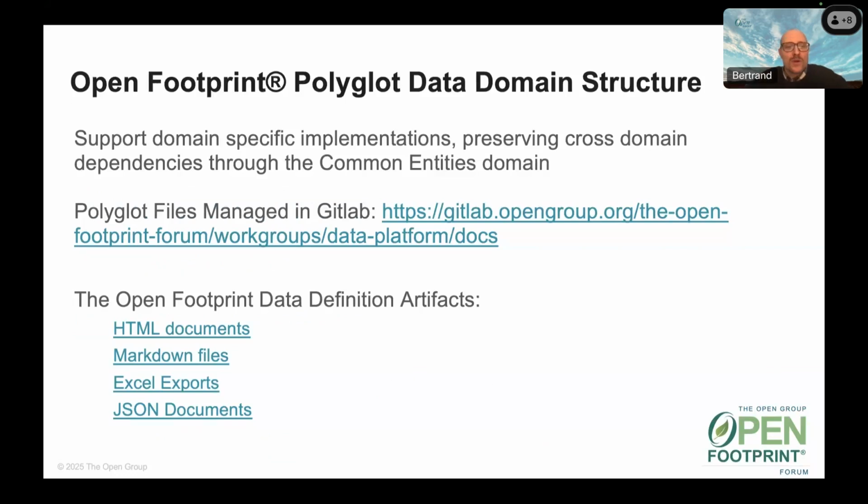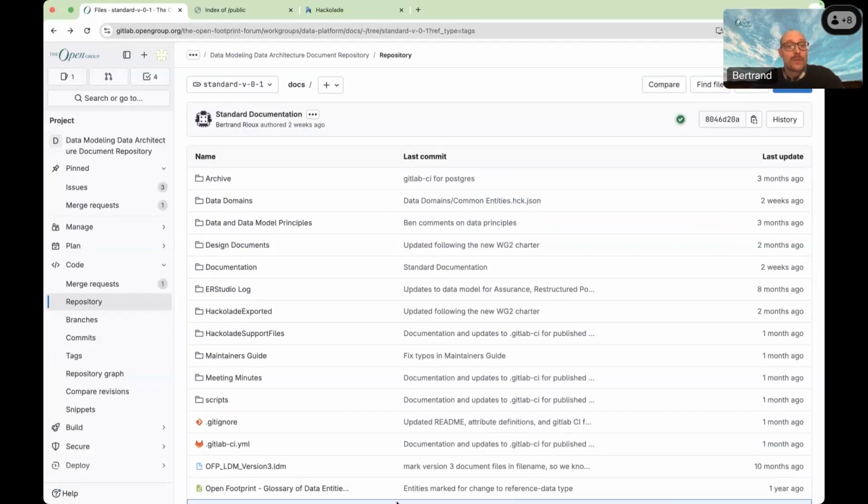So now we spoke about supporting these various domains and domain-specific implementations, but we still want to preserve the cross-domain dependencies. So we've put together this structure within the Open Footprint Forum to manage these various domains. I'll just show you quickly our collaborative GitLab within the forum. These are resources that are currently only available to members of the Open Footprint Forum. So if you're interested in joining, these are tools that you could access to both consume the resources, but also contribute back, as I'll talk about in a minute.